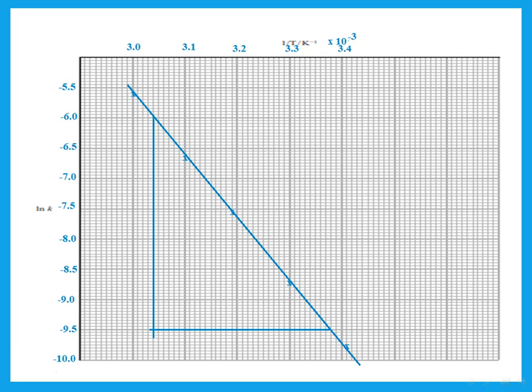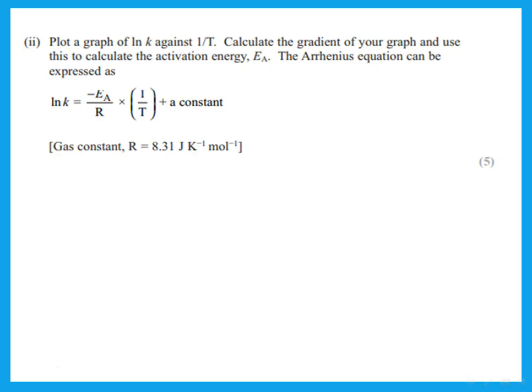And then he wants the gradient of the line. So how do we calculate the gradient? He said the gradient you should be able to calculate from the table. The gradient of a line is just the y-axis over the x-axis, and this gives me a certain number. Now from the gradient I can get the energy of activation.